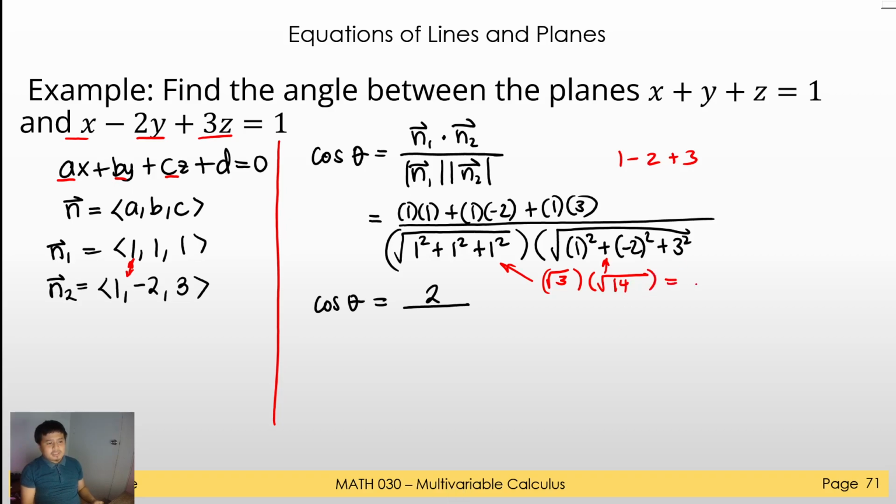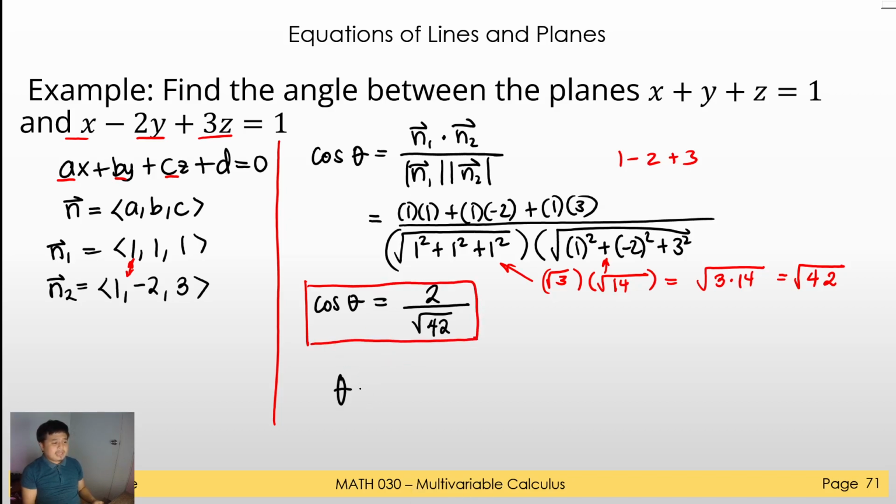So how do we solve this? The square root of 3 times the square root of 14 is the same as the square root of 3 times 14. 3 times 14 is 42. So this is equal to 2 over the square root of 42. This is already an answer for me now, since we are not using calculators.